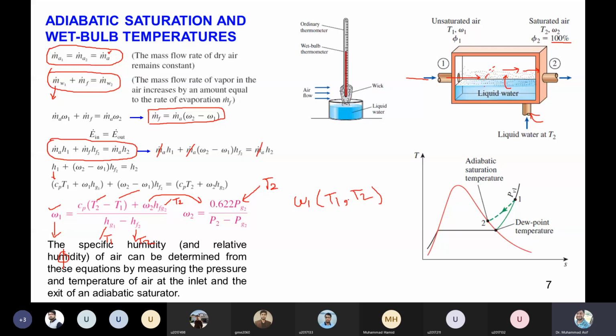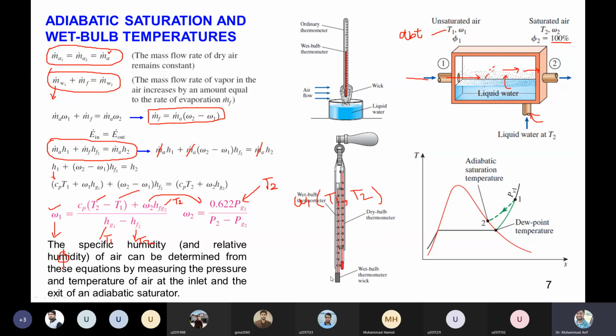So how can we measure these two temperatures experimentally? T1 is simply the dry bulb temperature, the temperature measured with the help of an ordinary thermometer. That will give you T1. What about T2? T2 means the temperature of the saturated air. T2 can be measured when, let's say, a wick cloth is attached to a thermometer, and that wick cloth is dipped in water. When the air strikes on that, that temperature will be equal to the temperature of the saturated air, right?